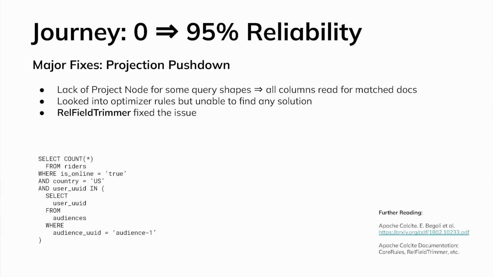Looking at the query, we figured out that projection pushdown was not happening. By projection pushdown, in case you're not aware, that essentially means that when you run a query like this one, select count star from riders and so on, for the riders table you need to do an index lookup on is online and country, and you need to read the user UIDs to do the join with the audiences table. But you don't need to read any other column.